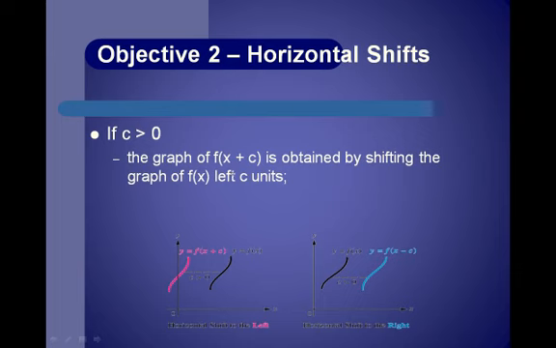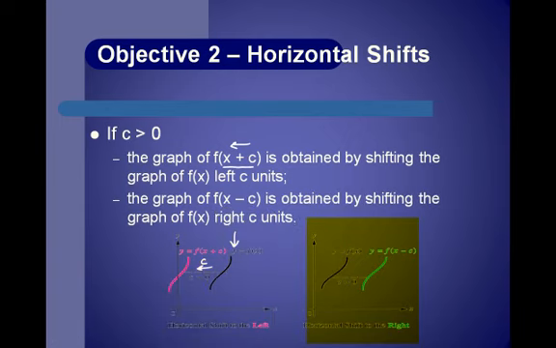Now this one's a little bit tricky, but if the x plus c is inside parentheses, then you use the opposite of c, which means instead of moving it over to the right c places, we're going to move it back c places. So if this black line is the graph of f of x, then f of x plus c means we're moving the graph to the left c units. The same thing for the graph of f of x minus c. That is obtained by shifting the graph to the right c units.